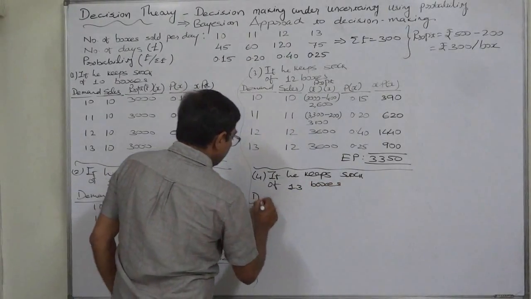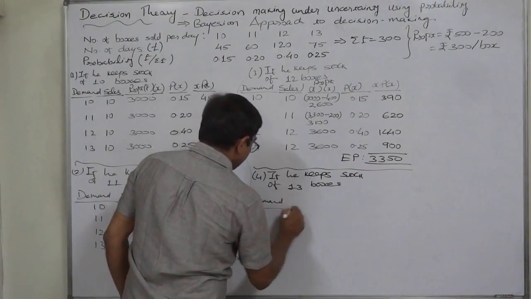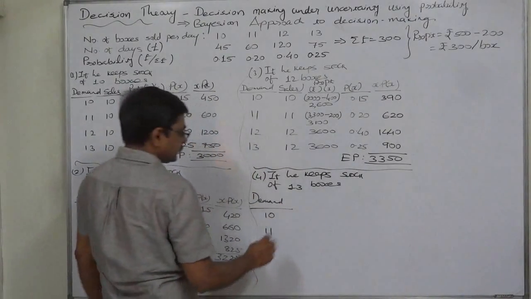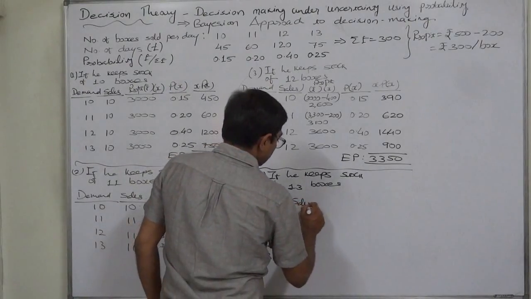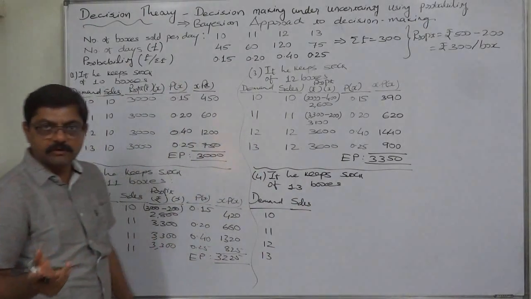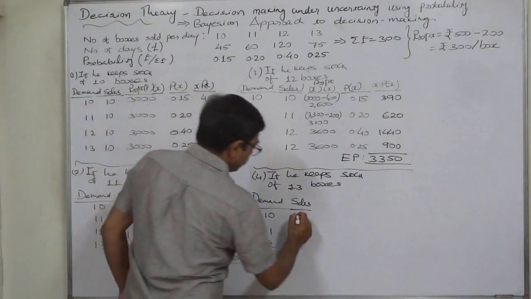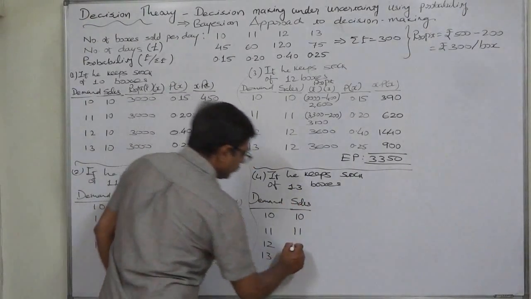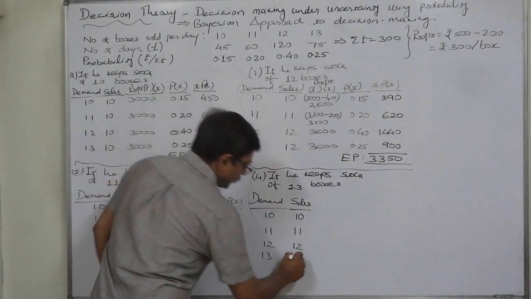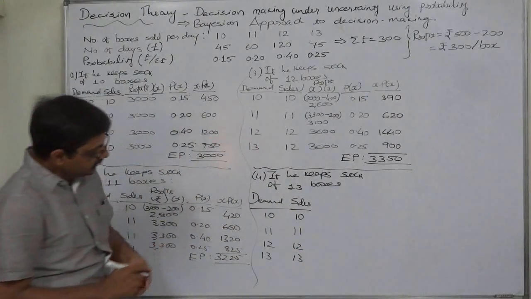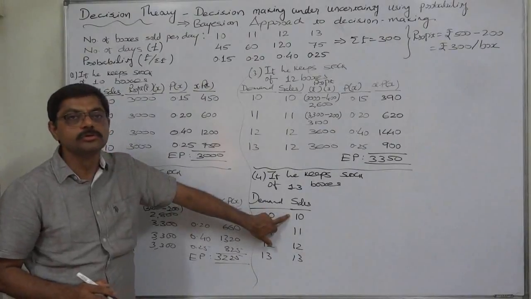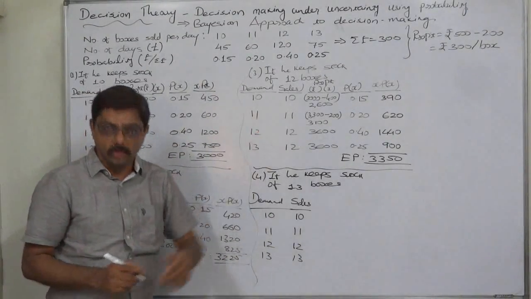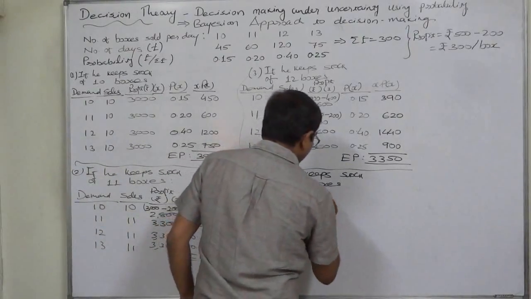demand will be, there are 4 levels, 10 or 11 or 12 or 13 boxes. Sales will be stock or demand, whichever is lower: 10 or 13, whichever is lower, 10; 11 or 13, whichever is lower, 11; 12 or 13, whichever is lower, 12; 13 or 13. So in all these three cases, he has to write off the loss on unsold boxes. Let's calculate the profit.